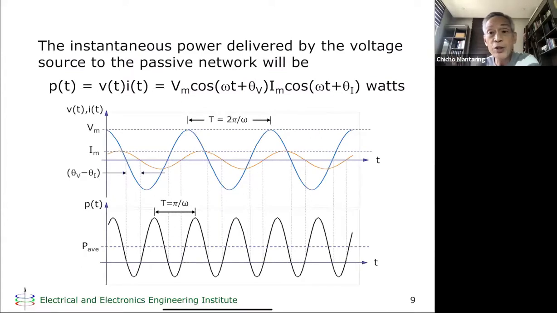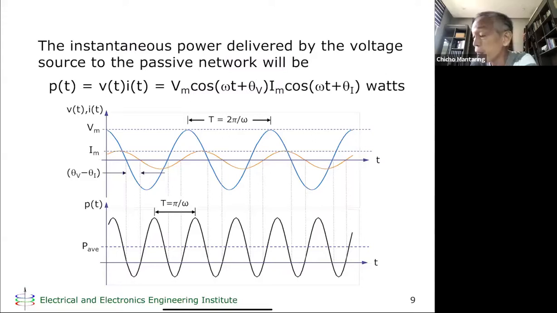Okay, just so that you can visualize it. So ito yung top graph, ito yung voltage ko. Yung voltage ko, average value niya is 0, right? Because it's a sinusoid. Its amplitude is V sub m. Ito yung current ko, this is my current. The average value of my current is also 0 because it's a sinusoid. The amplitude is I sub m.